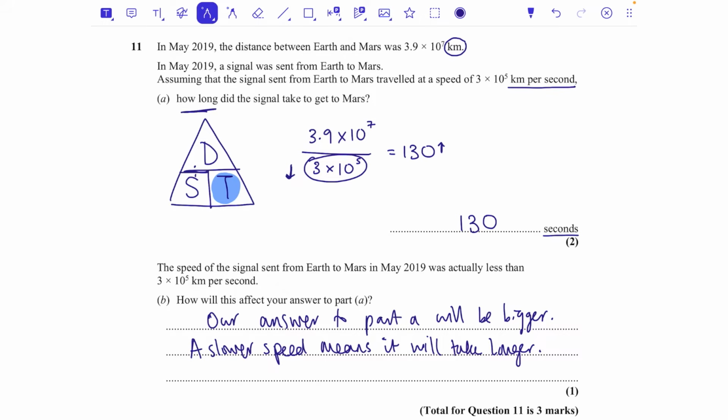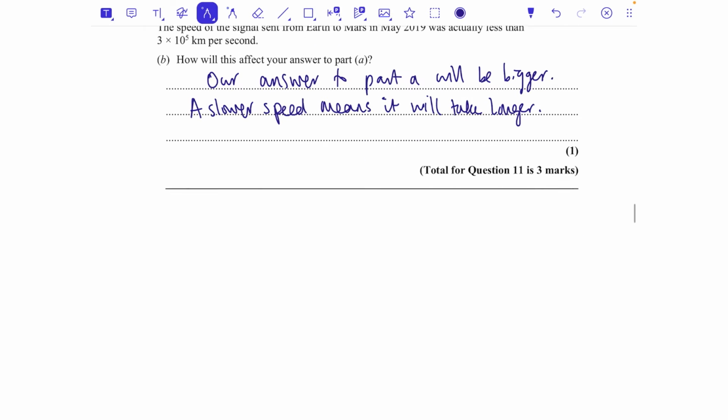If you made the numerator of a top number smaller, then your answer would get smaller. But if you're dividing by a smaller number, it makes your answer bigger. So it would take longer in that case.